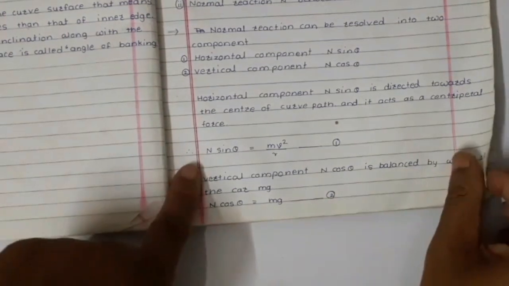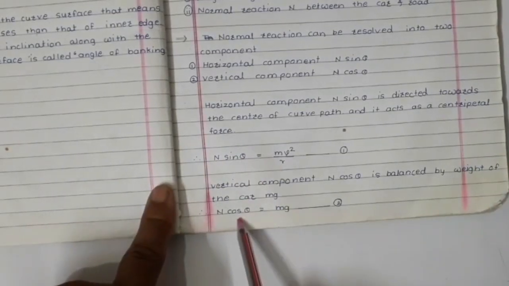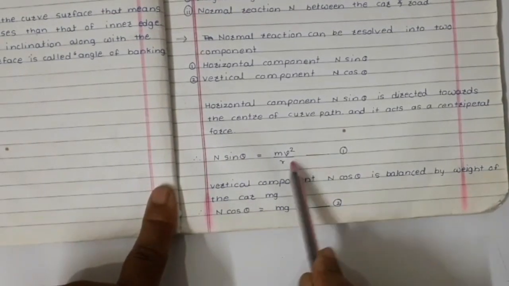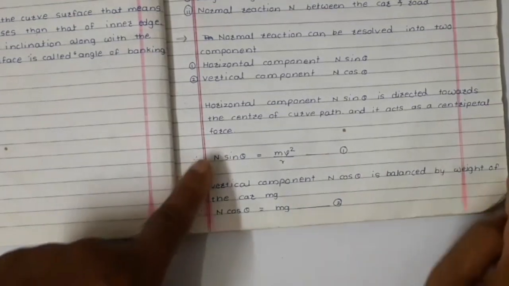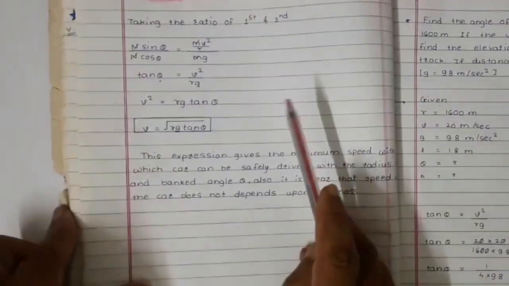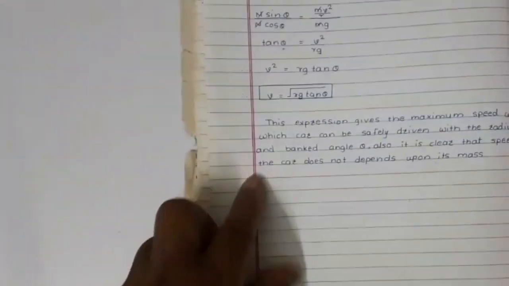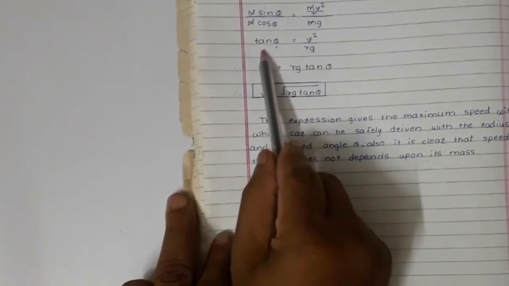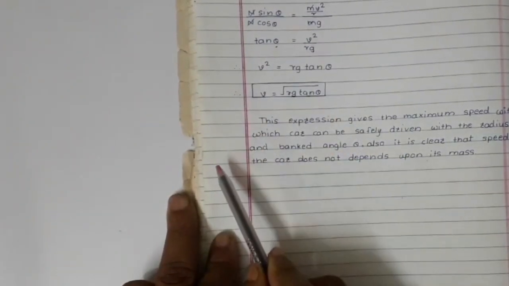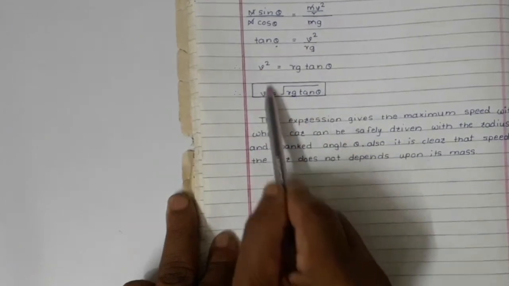Taking the ratio of equations 1 and 2, we write n sin theta upon n cos theta is equal to mv square upon r upon mg. Then this n should be cancelled, and sine upon cos is nothing but tan theta. Therefore tan theta is equal to v square upon rg, or v square is equal to rg tan theta, or v is equal to under root rg tan theta.